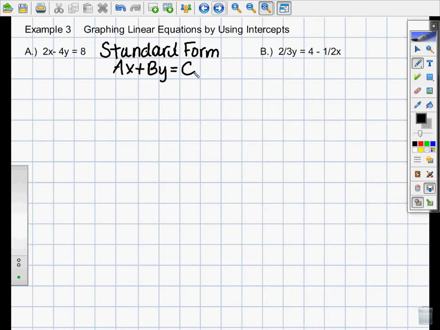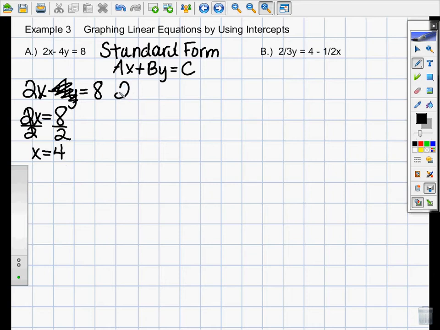Okay, well let's start. I'm going to rewrite the equation, and we're going to start by finding the x-intercept. So I'm looking for x. That means I want to cover up the y. That leaves me with the equation 2x equals 8. And then all I have to do from here is divide each side by 2. And I now know that my x-intercept is 4. So my line is going to cross the x-axis at positive 4.